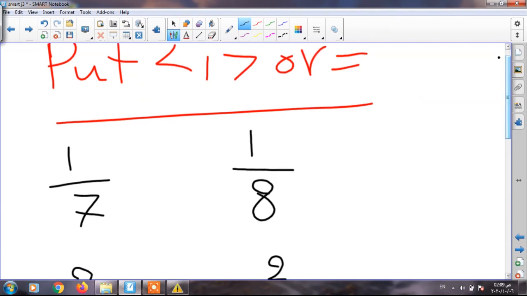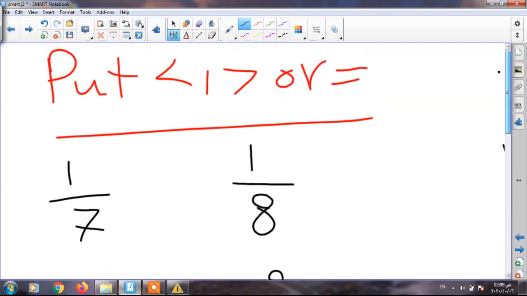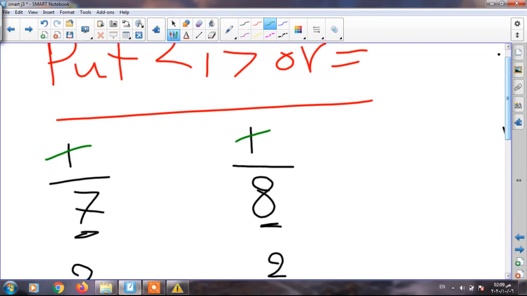What will I do here? Here I have different denominators. What will I do? I will look at the numerator. Here I have the same numerator. Yes, here I have 1 and here I have 1. So what will I do? I will look at the denominator. Okay, if I have the same numerator, I will compare what? The denominators. And the fraction with the greater denominator is the smaller fraction. Pay attention, okay?